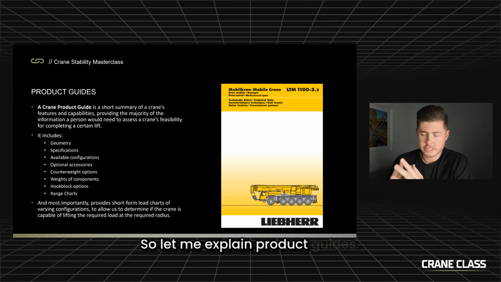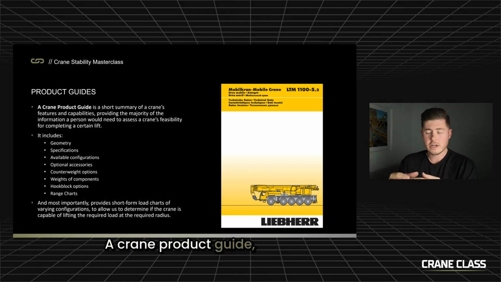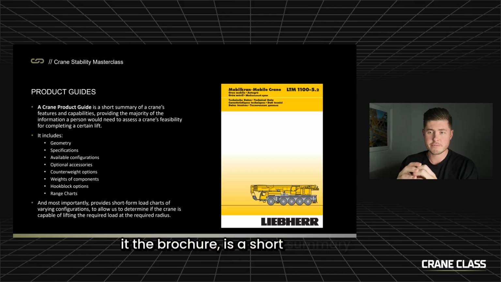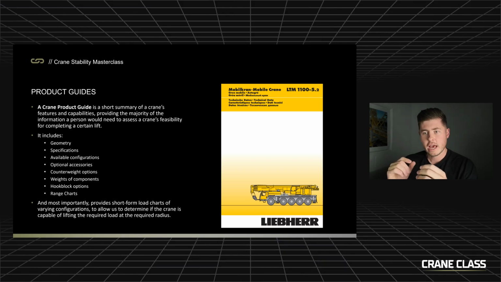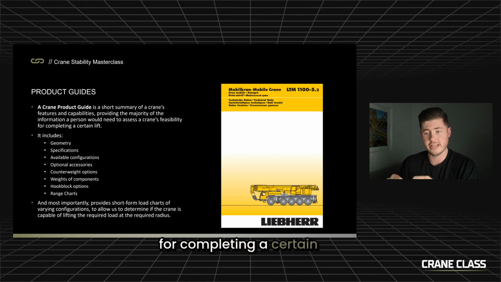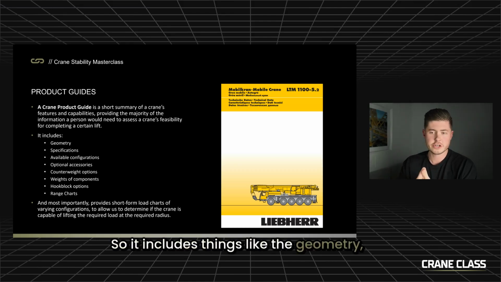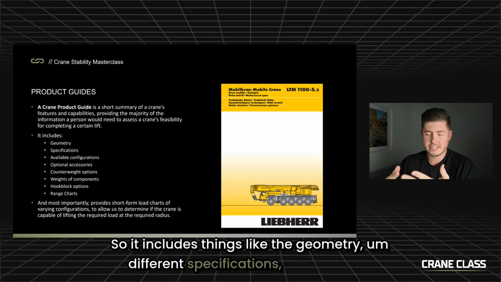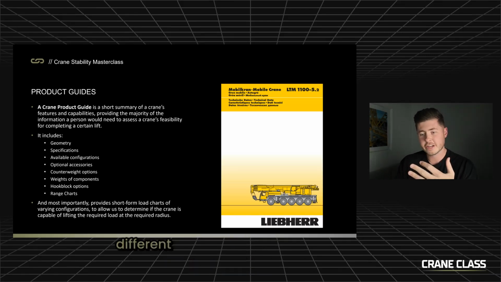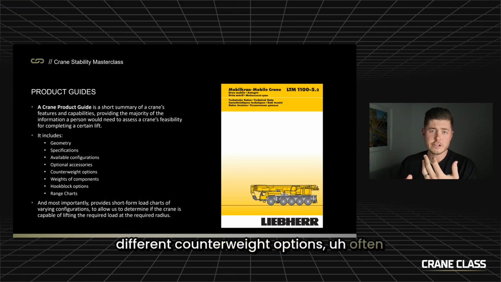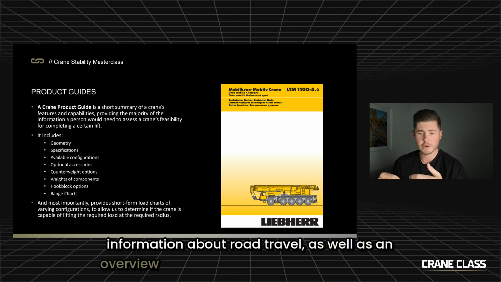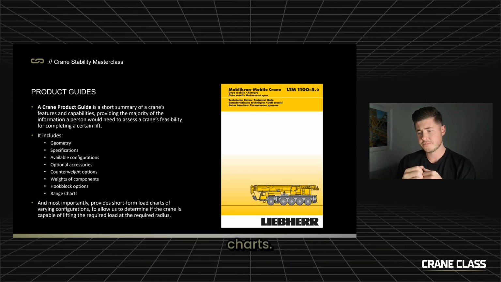So let me explain product guides. A crane product guide, people call them different things, but some people just call it the brochure, is a short summary of a crane's features and capabilities. It provides the majority of information you would need to assess a crane's feasibility for completing a certain lift. So it includes things like the geometry, different specifications, the available configurations of the crane, accessories that you could put on the end, different counterweight options, often the weights of components and some information about road travel, as well as an overview of the hook block options and range charts.